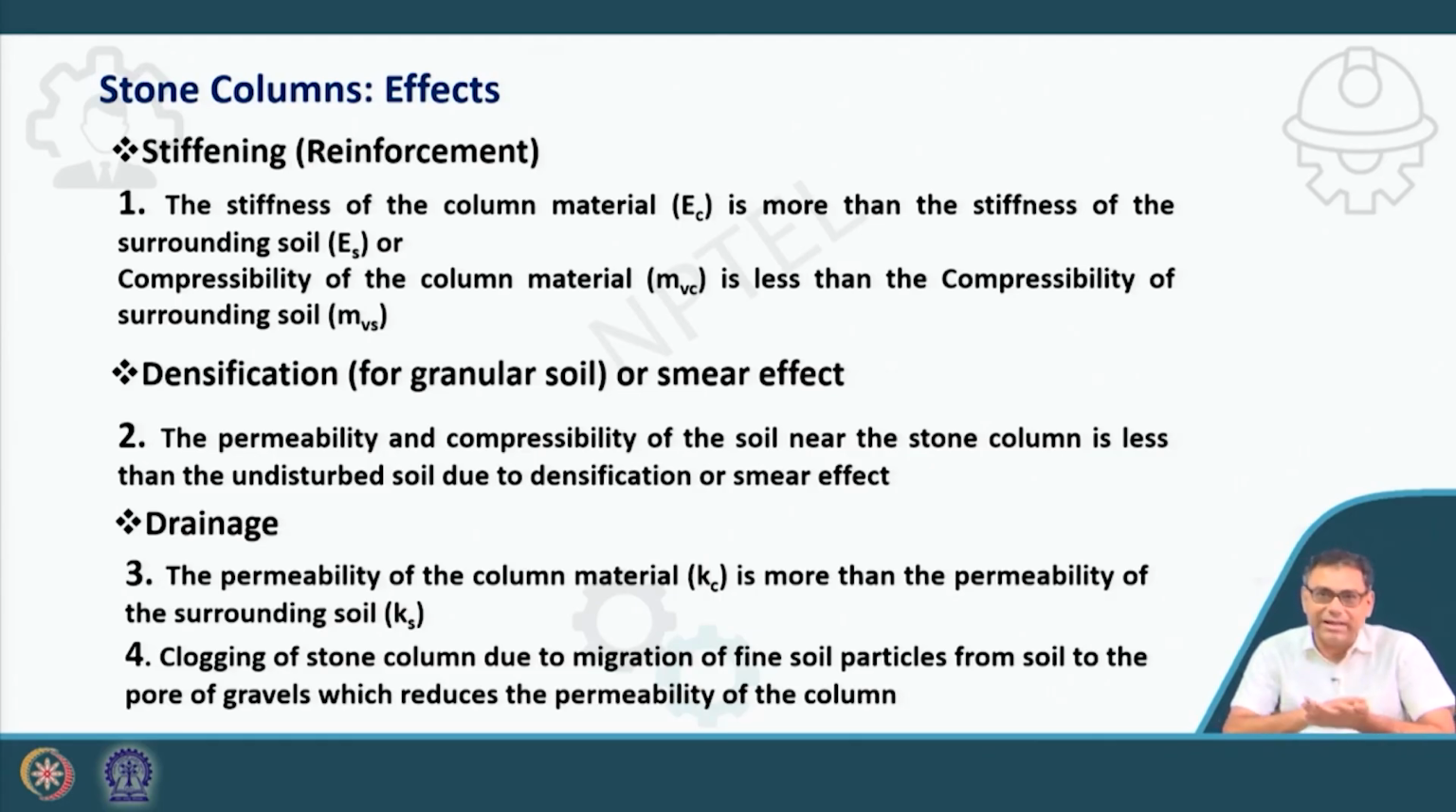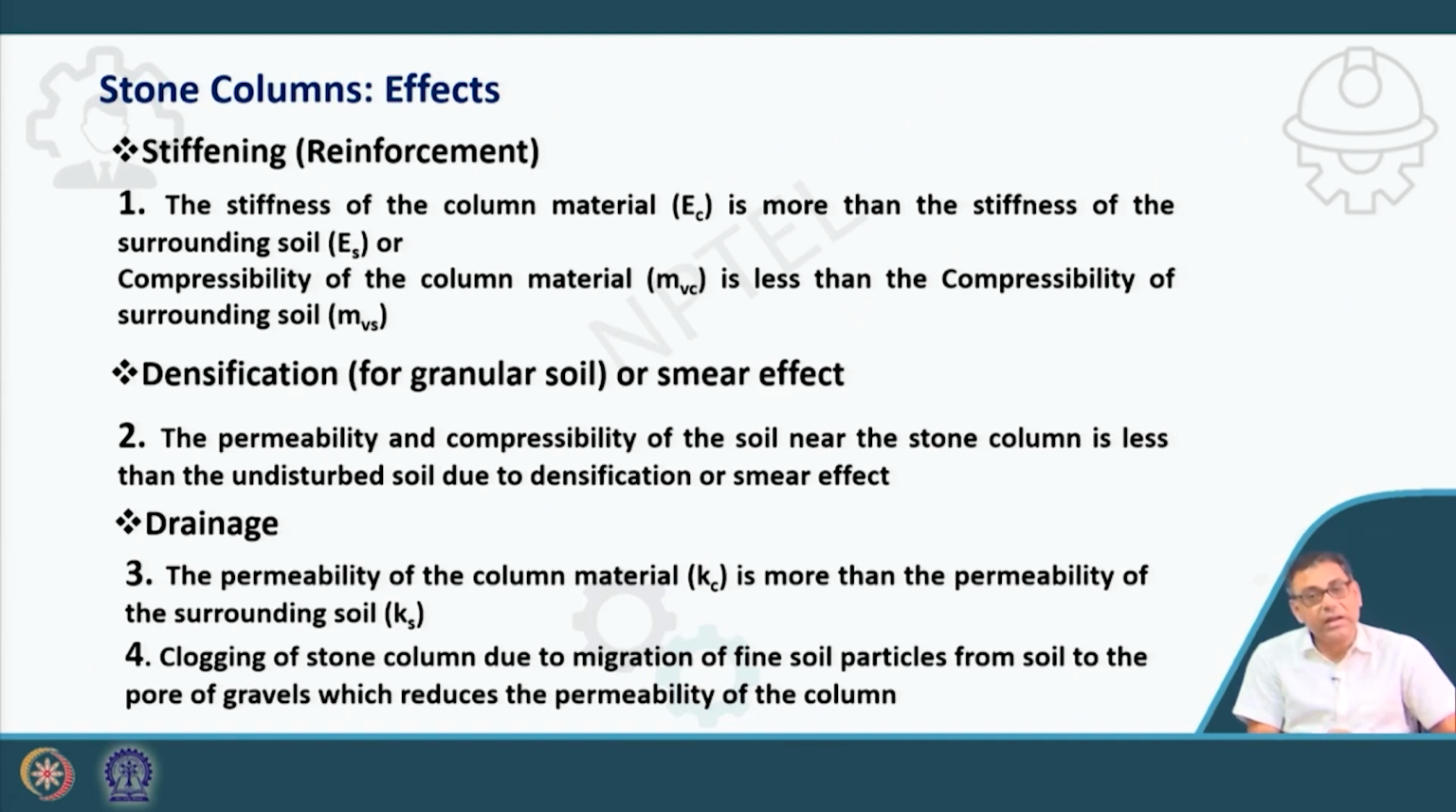Now the soil becomes dense, so the compressibility and the permeability of the disturbed soil as compared to the undisturbed soil will be less. Because when the soil around the stone column densifies, its compressibility and permeability, compared to the soil which has not been affected by the installation, are less. Clear? Because of this densification effect, this is called the smear effect.